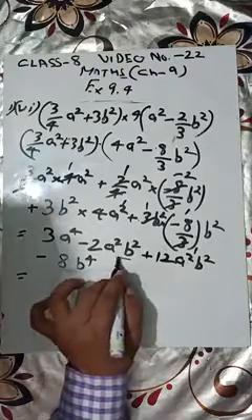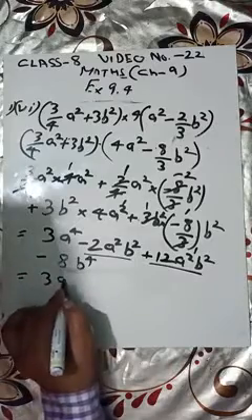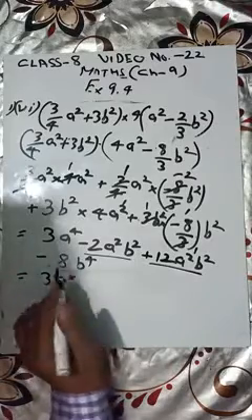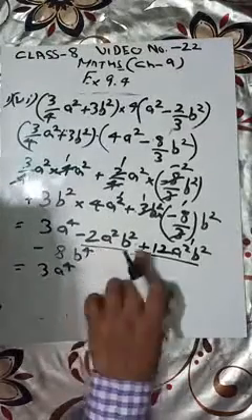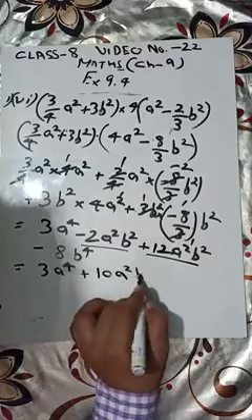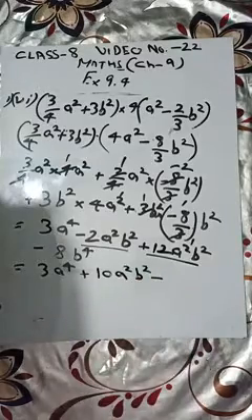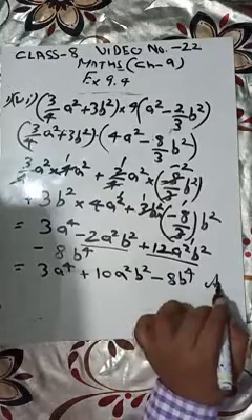Now look at this. This is a like term. Okay, so we'll write like this. Now it will be plus 10 a square b square minus 8 b to the power 4. So this is your answer.